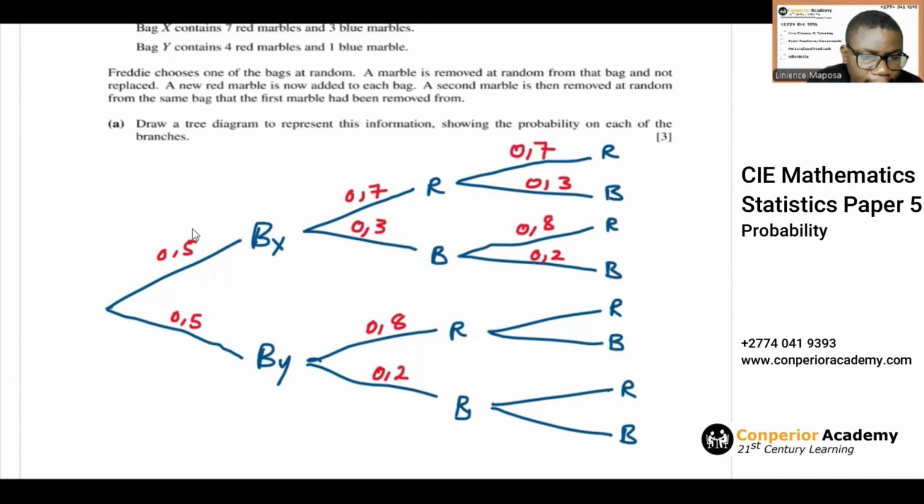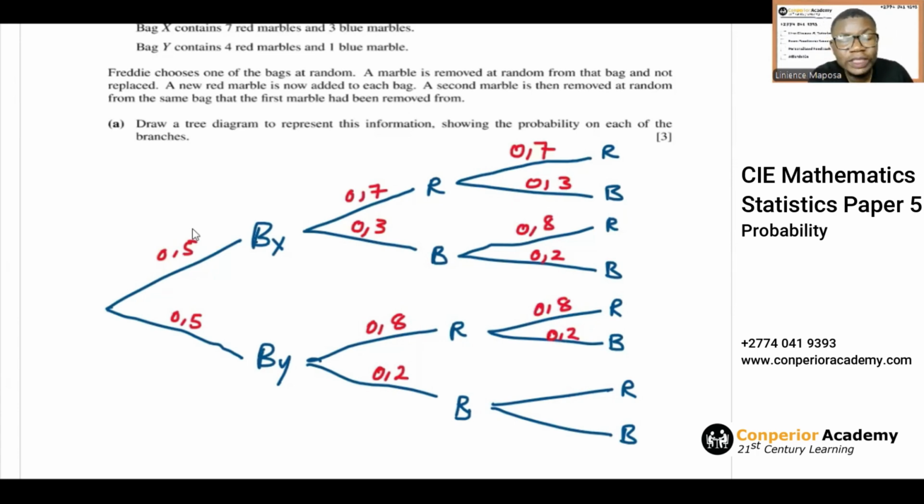Now you move to bag Y. If you pick red from bag Y, you are going to have 3 out of 4 red marbles after picking the first one, because there are 5 in total. But now they say you reset by adding a red marble. So that's now back to 4 out of 5. You see? So if you want to pick red again, the probability is still going to be 0.8 because you are resetting after picking the red marble. So picking blue after picking red doesn't change. It remains 0.2.